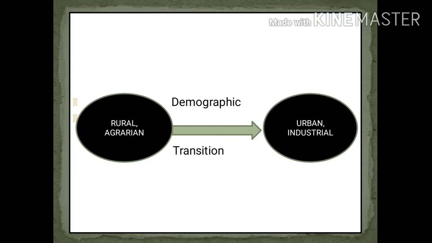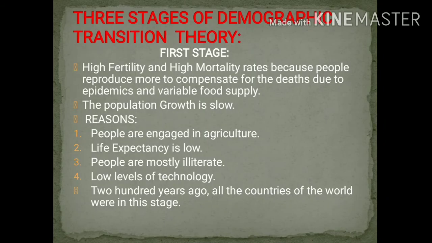So this is demographic transition. We have 3 stages of demographic transition theory. First stage. In the first stage we have high fertility, that is high birth rate, and high mortality, that is high death rate, because people reproduce more to compensate for the deaths due to epidemics and variable food supply. So in the first stage we have high birth rate and high death rate. And it is high birth rate because people reproduce more to compensate for the high death rate.